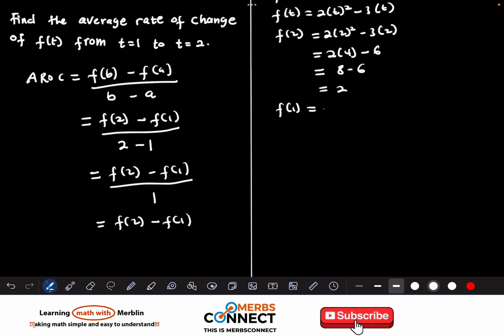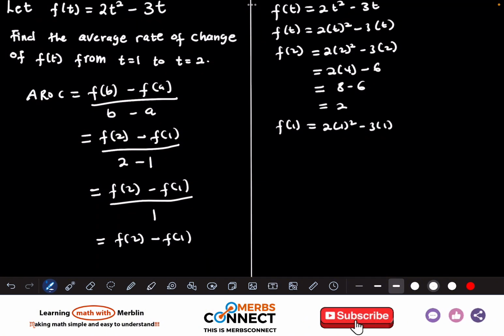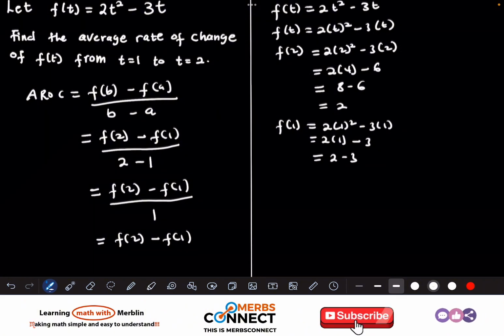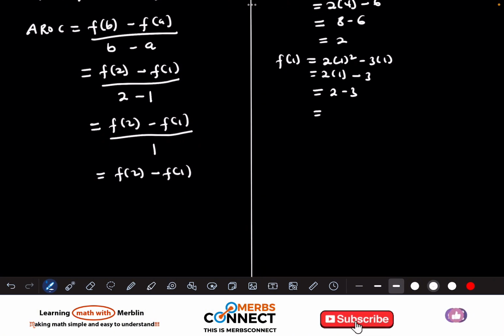So now let's look for f of 1. The same idea. This is going to give us 2 times 1 squared minus 3 times 1. We are using the same function here. The only thing that is changing is now t is equal to 1. So wherever you see t, you put 1 there. That's the reason why we need to put it in brackets. So this is going to give us 2 minus 3, and we are going to have negative 1.